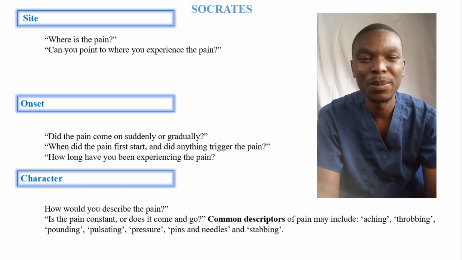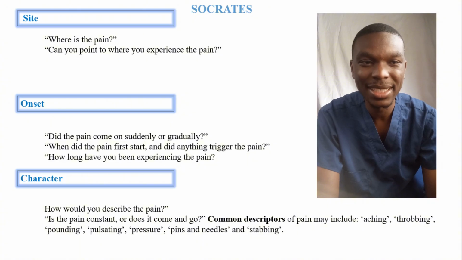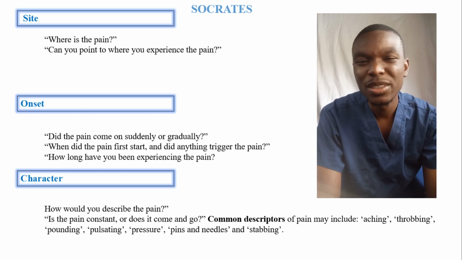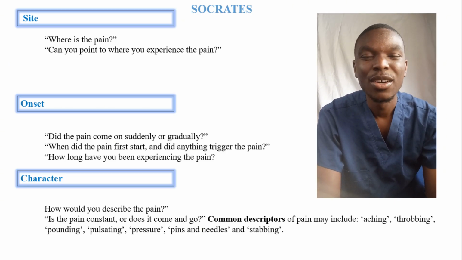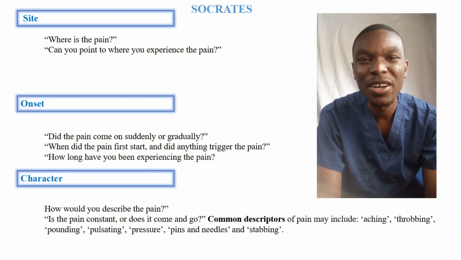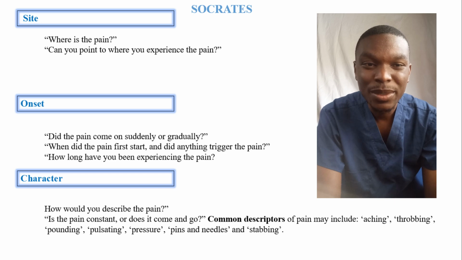Onset. You ask the patient, when did the pain start? The patient may tell you this pain started years back, so this pain is chronic. Or this pain just started last night, or just an hour ago. You know that this is acute pain.